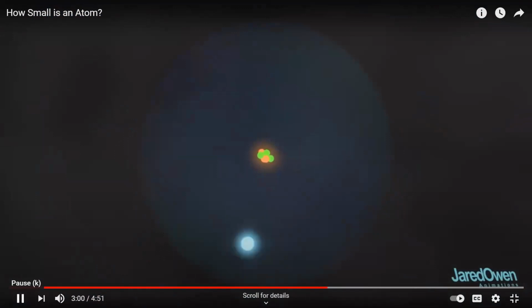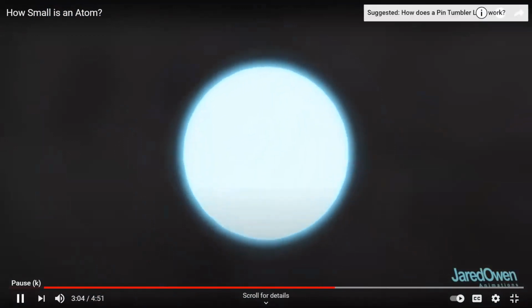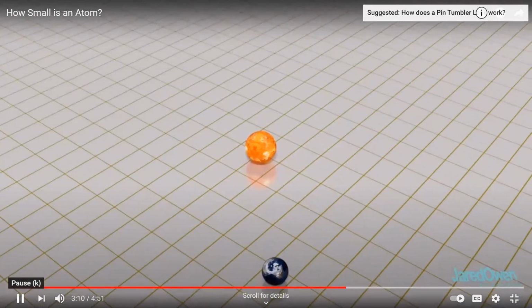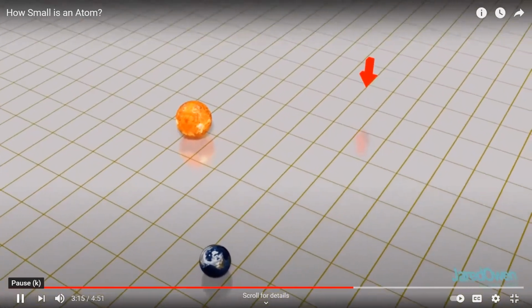So if electrons don't orbit the nucleus, what do they do? Let's start with an idea of an orbit. Here we have the Earth going around the Sun. If the Earth is here today, we can use the laws of physics and gravity to predict exactly where the Earth will be 3 months from now.